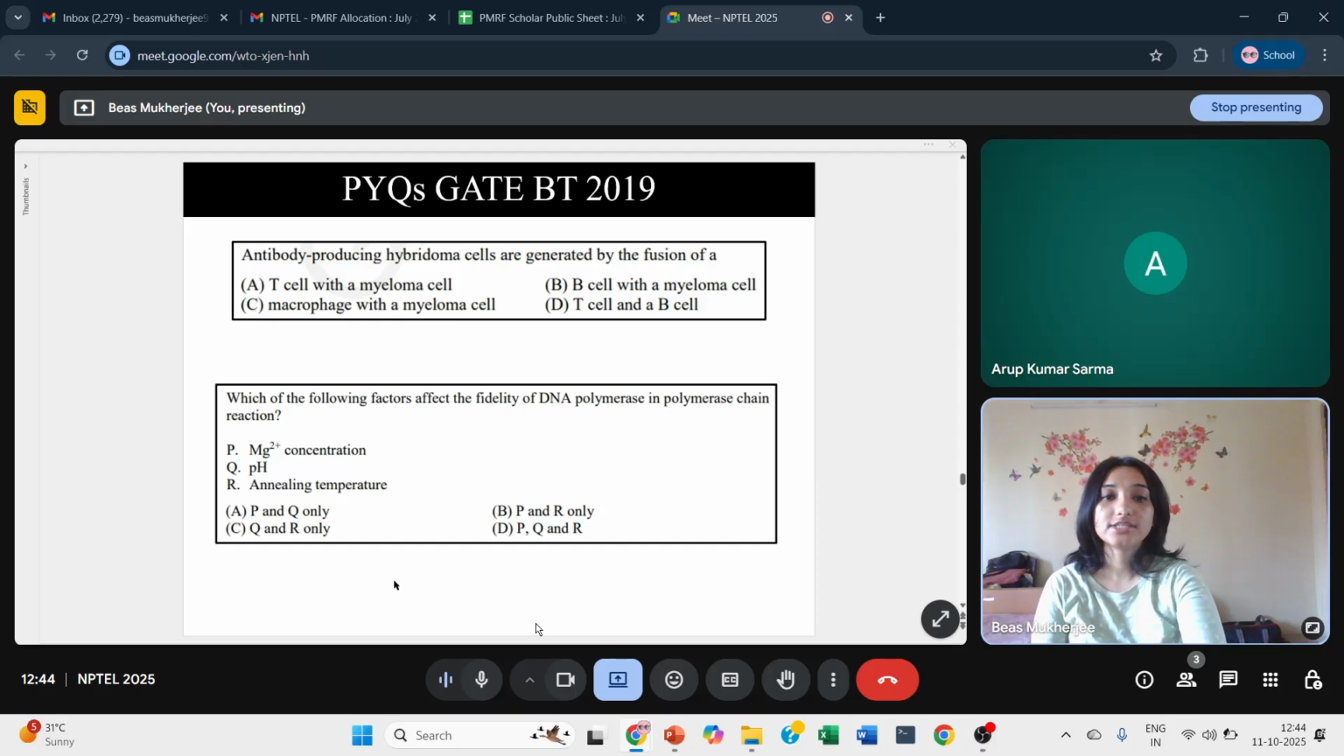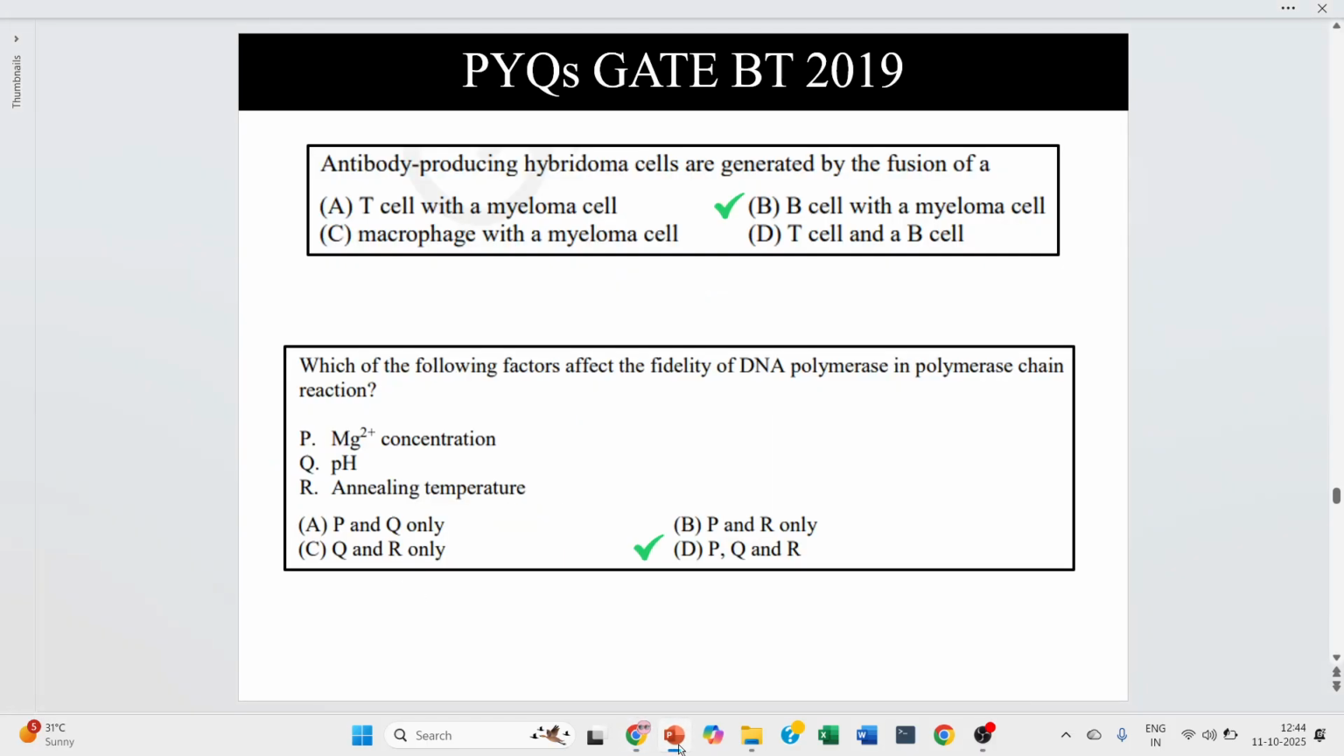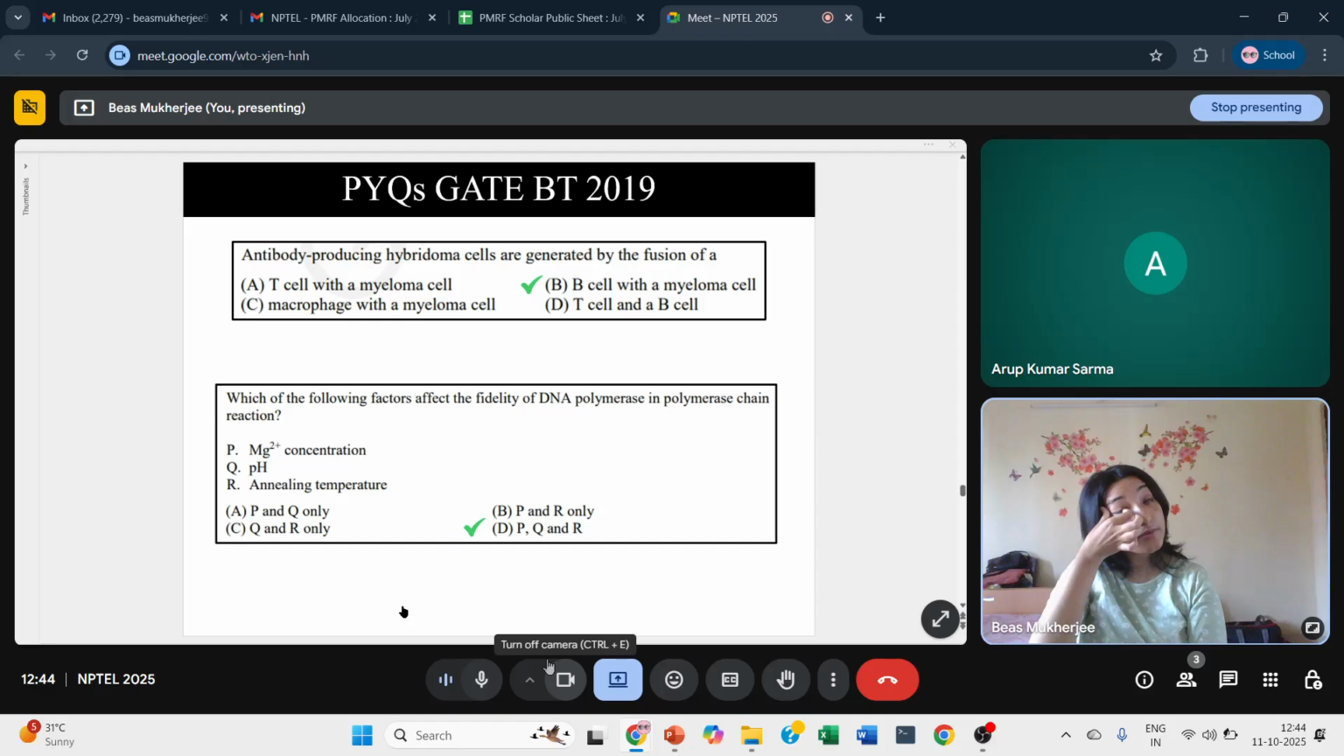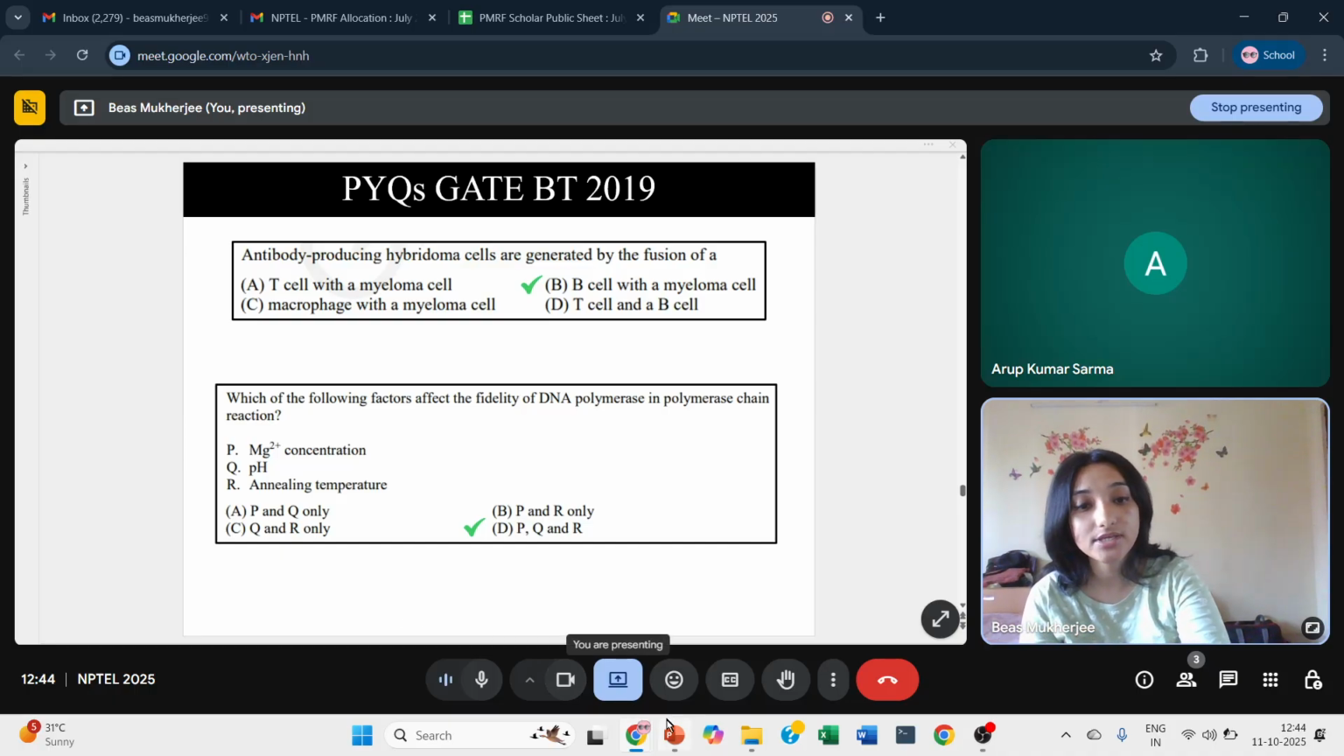Okay. So let's see what is the right answer for this. So the right answers are option number B, which is B cell and myeloma cell, and option number D, which is P, Q and R. So all of these are important factors for affecting the fidelity of the DNA polymerase. Okay.